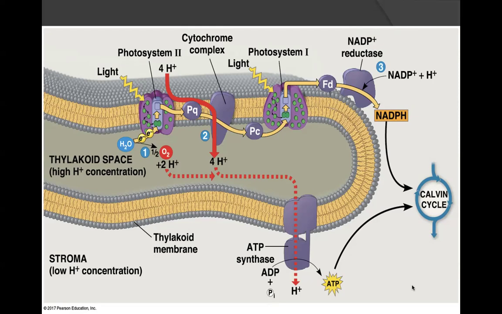Note that NADPH and ATP are both being produced in the stroma of the chloroplast. This is very important because the Calvin cycle occurs in the stroma. This means that the products of the light reactions are both produced in the stroma so they can be readily used by the Calvin cycle.